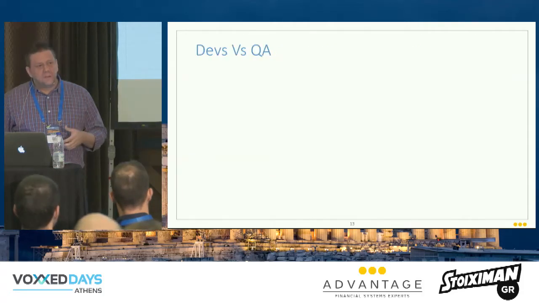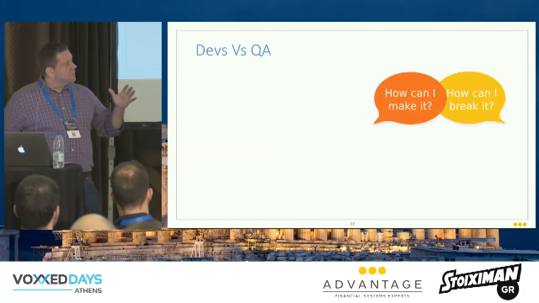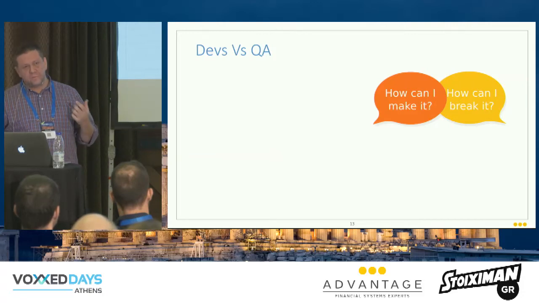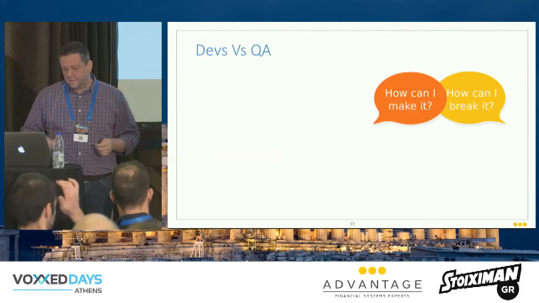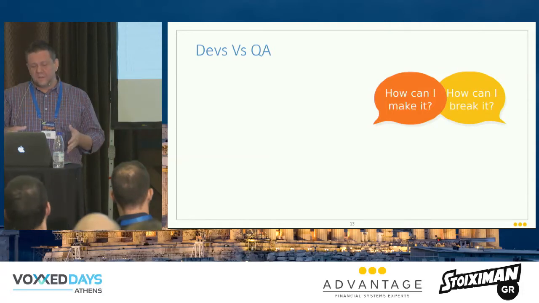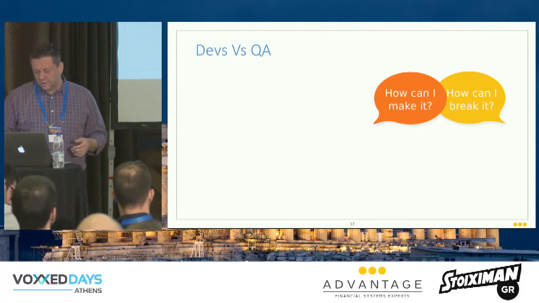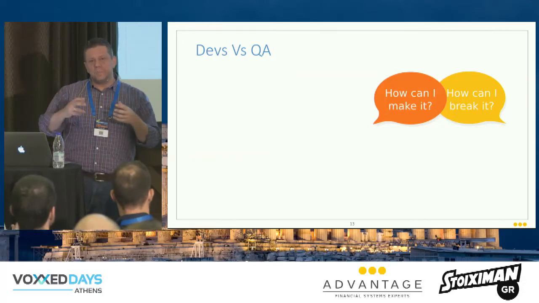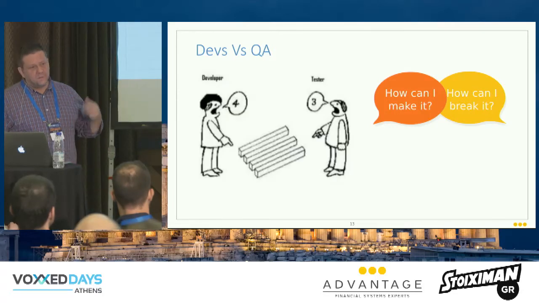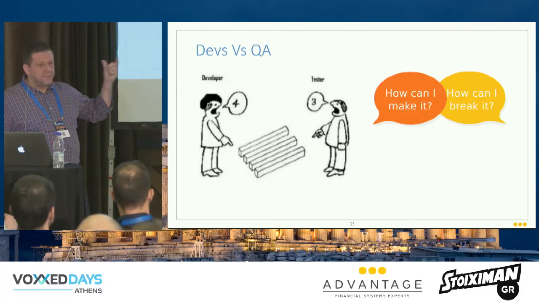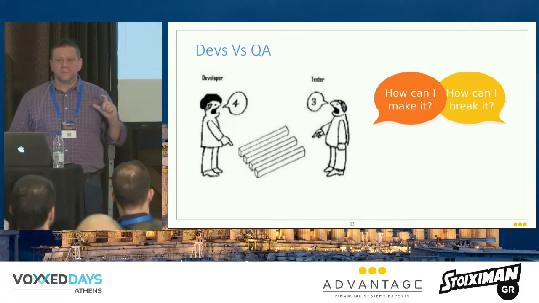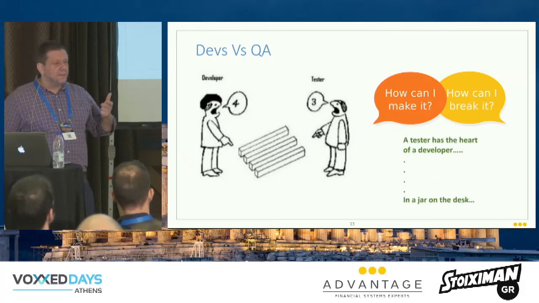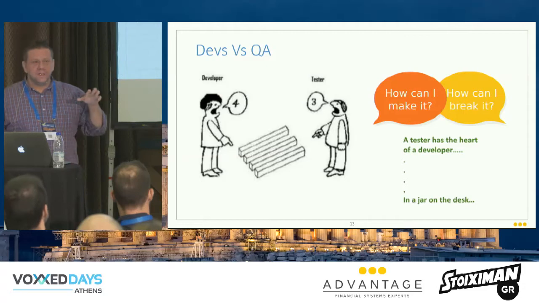But developers and QA have different perceptions. Of course, developers are trying to make a feature, and QA people try to break it. So these are contradictory objectives, and this is what we find daily, even in our company. Test automation actually resolves this problem and brings the two teams together. You might have seen this in the past. It's also a perception problem between developers and QA on what a feature is and what an expected outcome is. And they say that testers have the heart of a developer, but in a jar on their desk.